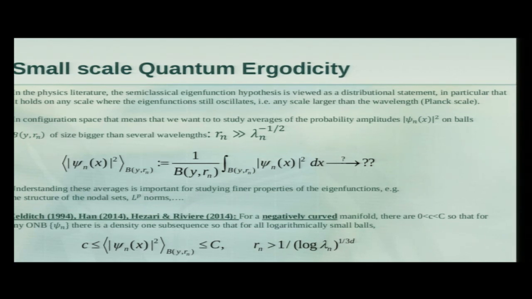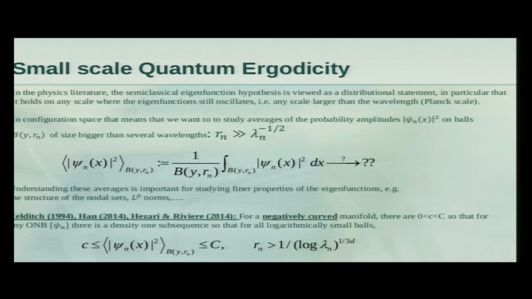So what we want to understand is the average of, let's call them the masses, of the eigenfunctions when you average them on shrinking balls, the balls which shrink with the eigenvalue of the eigenfunction. And this is something that's useful for understanding some finer properties of the eigenfunctions, for instance, the structure of the nodal lines, the places where they are zero, and other things.